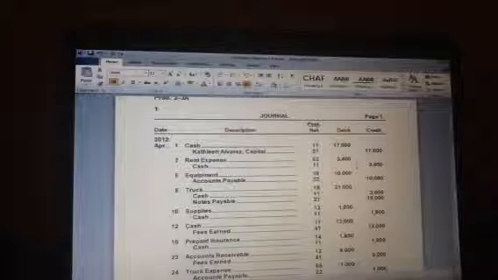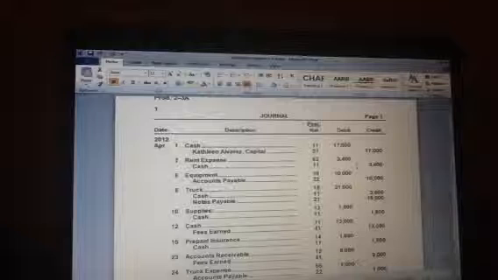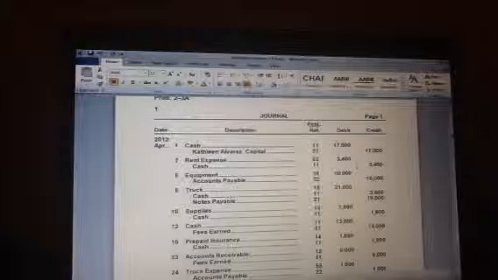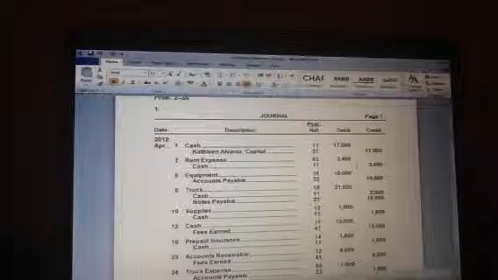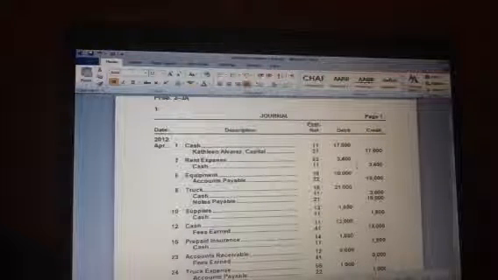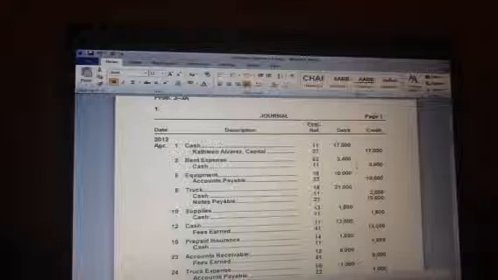Now, when you're recording the journal entries, notice this column called posting reference, and there's some numbers in that column. You don't put anything in that column until you post, and I'll talk about in just a minute how you post. But let's do a couple of journal entries first, and then we'll post those.